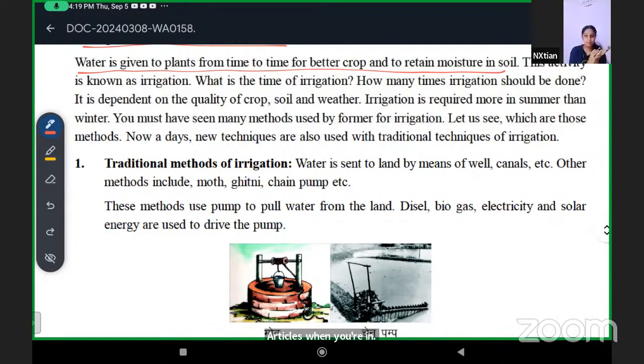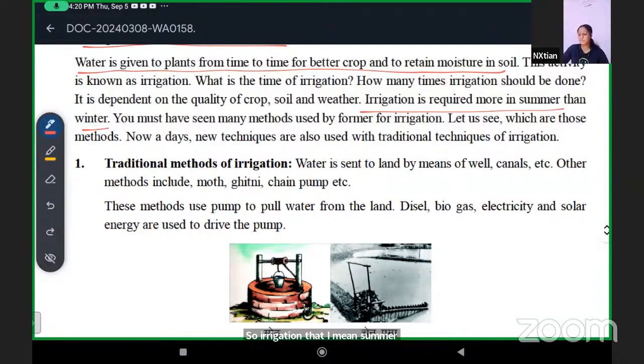So, how much to water the plants? When to water the plants? That depends on the weather, and the quality of the crop. Does it need too much water? Can it survive on less water? And what is the quality of the soil in which it is grown? Now, irrigation is required more in summer than in winter. We know that in summer plants need more water, so irrigation is required more.